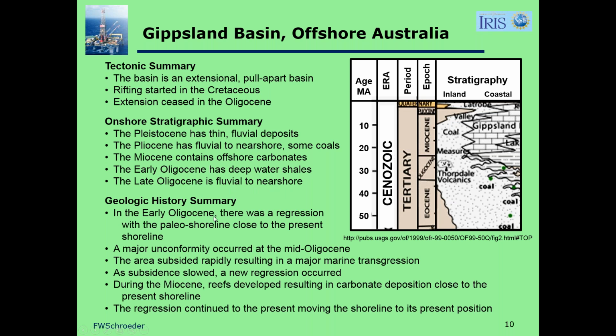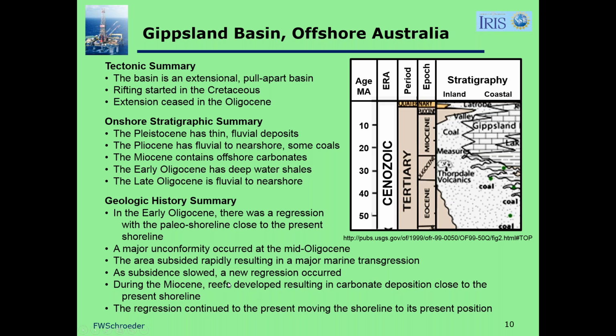So the geological history: in early Oligocene, there was a regression. The paleo shoreline was close to present day shoreline. A major unconformity occurred near the mid-Oligocene at the time that this rifting ceased and the area collapsed. The area subsided very rapidly, and there was a major transgression putting in the deeper water shales. That's going to be our seal.